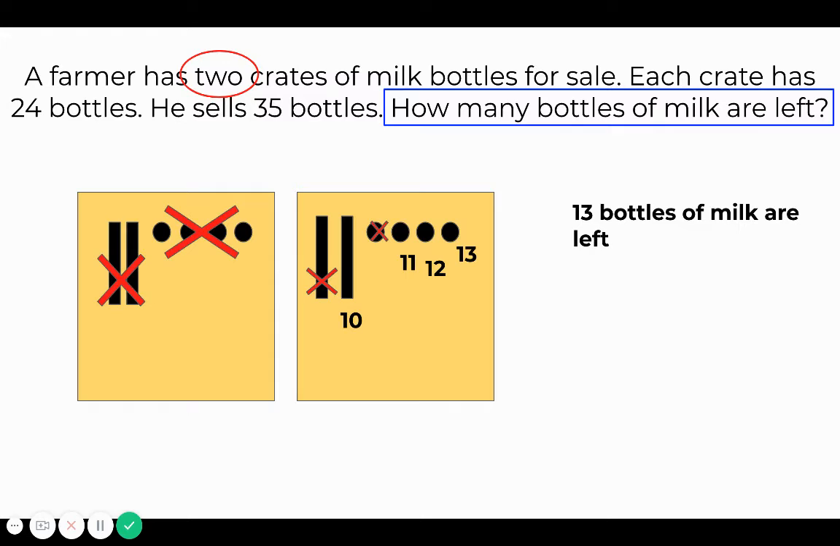Let me check back again and make sure that I've answered the question the problem asks. It says how many bottles of milk are left. I came up with 13 bottles of milk. I answered the question that I was being asked.